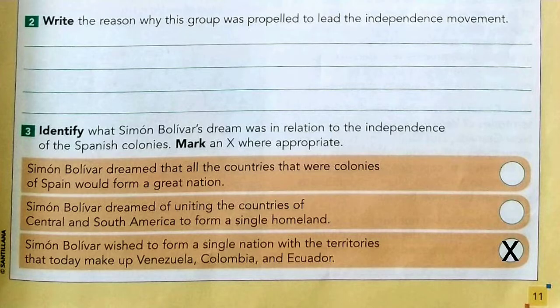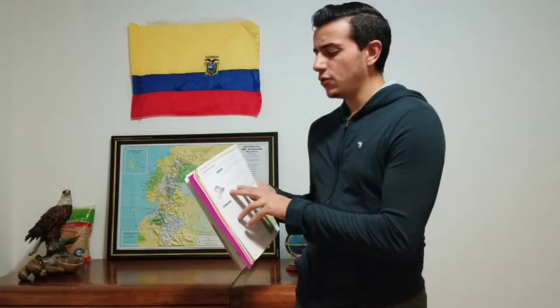Now, number 3 says, identify what Simón Bolívar's dream was in relation to the independence of the Spanish colonies. Mark an X where appropriate. Now the answer was Simón Bolívar wished to form a single nation with the territories that today make up Venezuela, Colombia, and Ecuador. Now on the next page, we have 2 guesses. These ones you could answer any way you want because it was your own opinion.